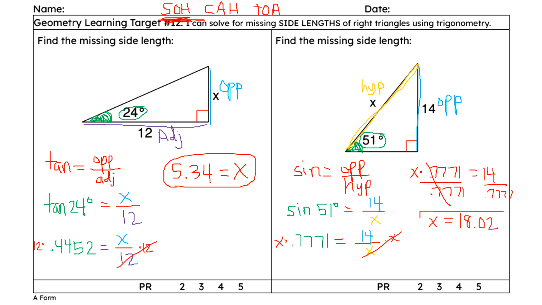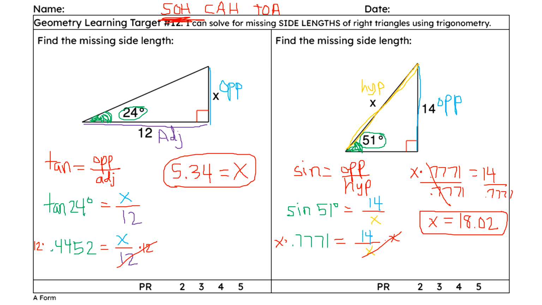18.02. So this one was a little bit more work because in this case, the setup happened to put the unknown in the denominator as opposed to the first problem where it was in the numerator. So we had to do a couple steps to kind of get that x isolated all by itself. But if you happened to just multiply 14 by 0.7771, you're going to get a value that's less than 14. And then if you were to stop and think about, well, does my answer make sense afterwards, then you would think, oh, no, it doesn't.